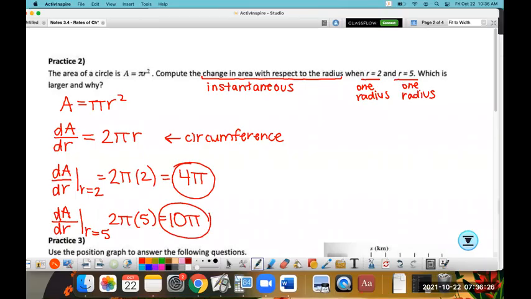Okay, so the second question says, which is larger and why? Well, obviously 10 pi is larger than 4 pi, but let's think about why. The area is changing. So when your radius is larger, you have a larger surface area to work with for the entire surface to expand to a larger area. I know that sounds a little circular as reasoning, but I'm going to say there's more surface area to expand when the radius is bigger.